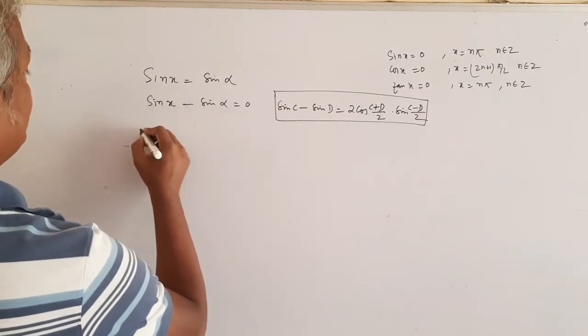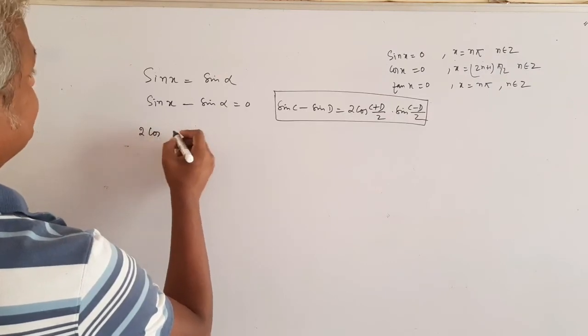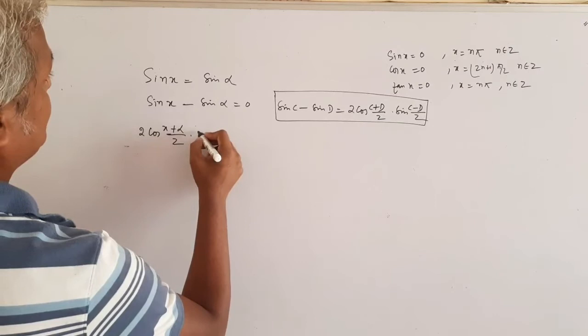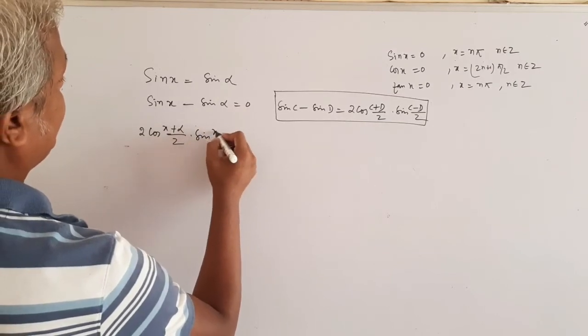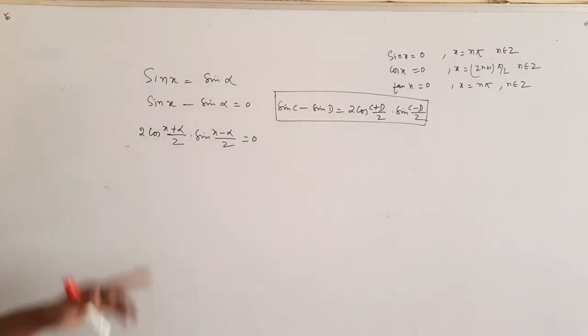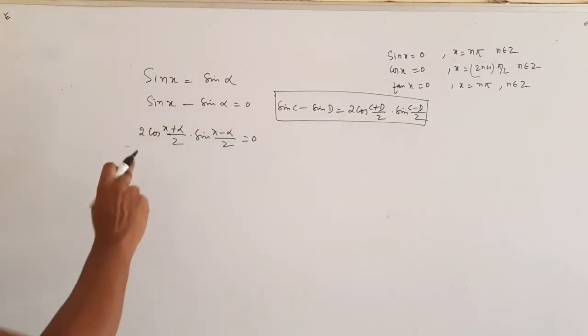So now here I'll get 2 cos((x plus alpha) by 2) into sin((x minus alpha) by 2) is 0. Using this identity we get this result.